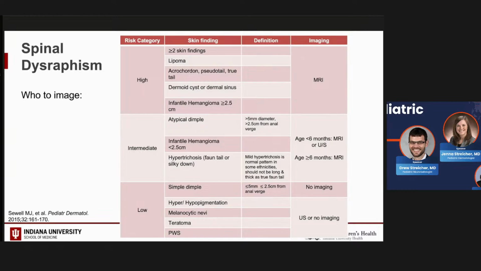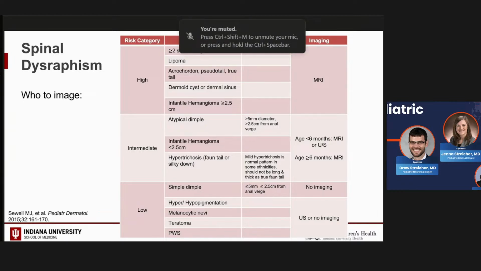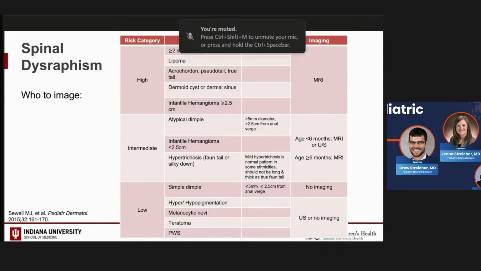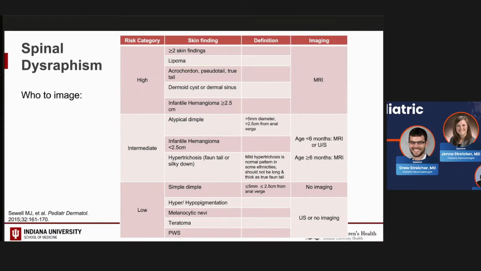So if we have a simple dimple, when I'm doing my exam and I'm splitting the butt cheek area and looking to make sure that there's no pits or dimples, I very frequently can see these simple dimples, and those are small. They're less than 5 millimeters. They're not far from the anal verge, so we think about that number of 2.5 centimeters. So they're close to that anal verge, and I can see the base of the dimple. And so for those kids, I don't need to do any imaging.